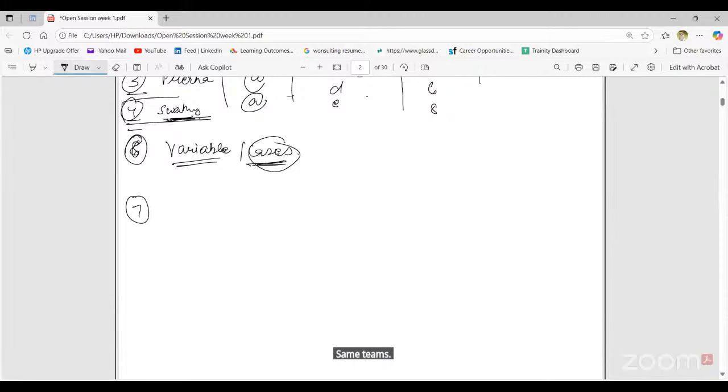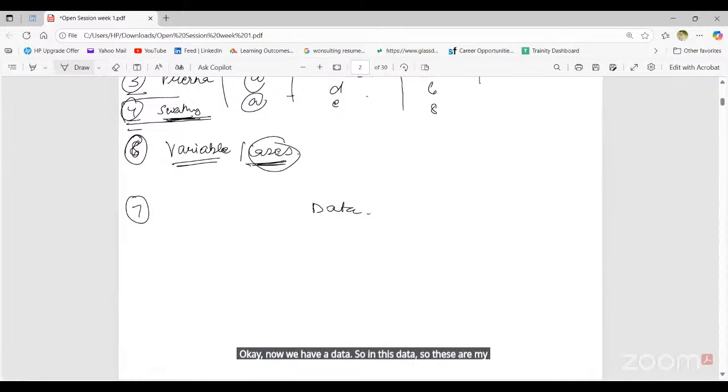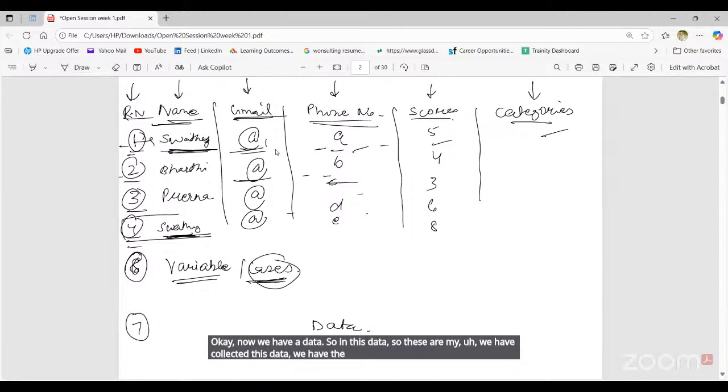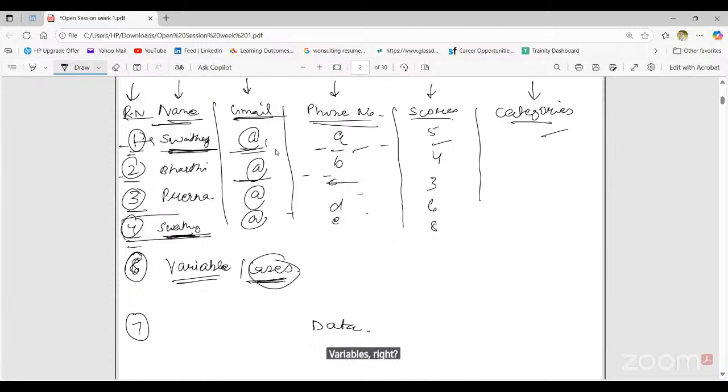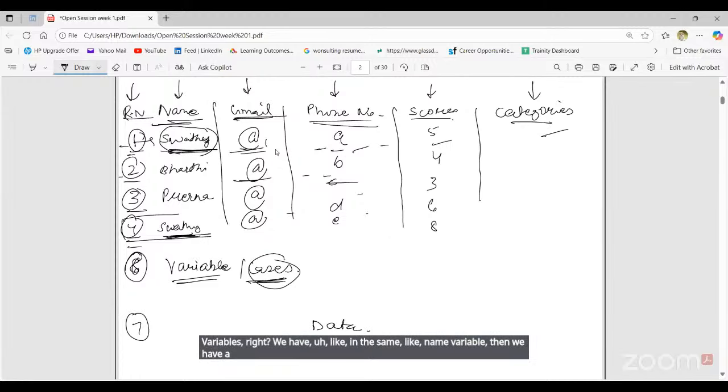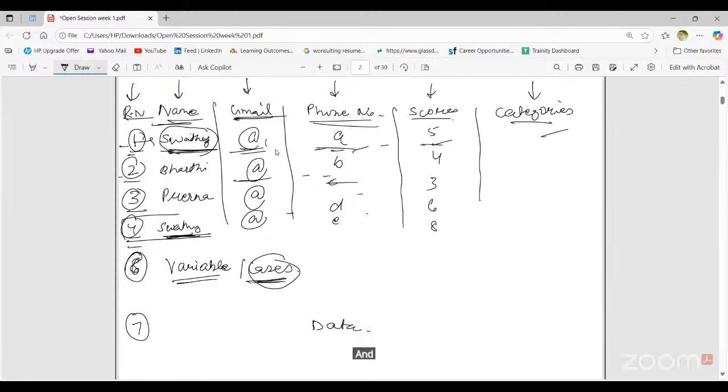Okay, now we have a data. So these are my data. We have collected this data. We have the name, Gmail, phone number, scores, and everything. Now in this data, if you see, we have different kinds of variables, right? We have the name variable, then we have Gmail, then we have numbers. We have qualitative forms and everything.